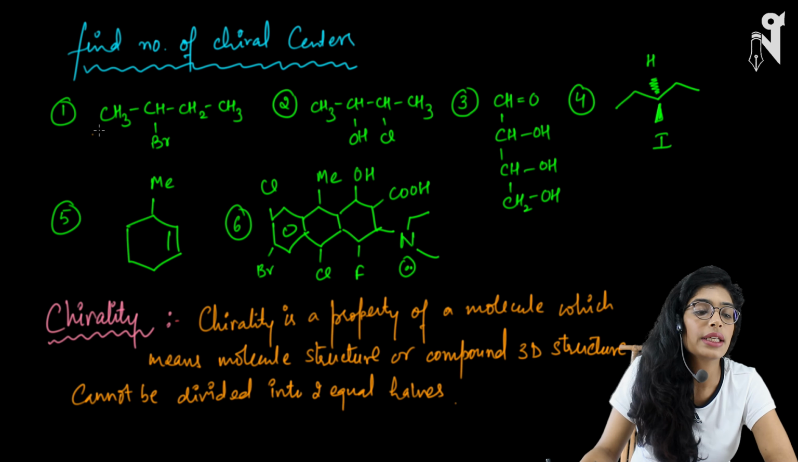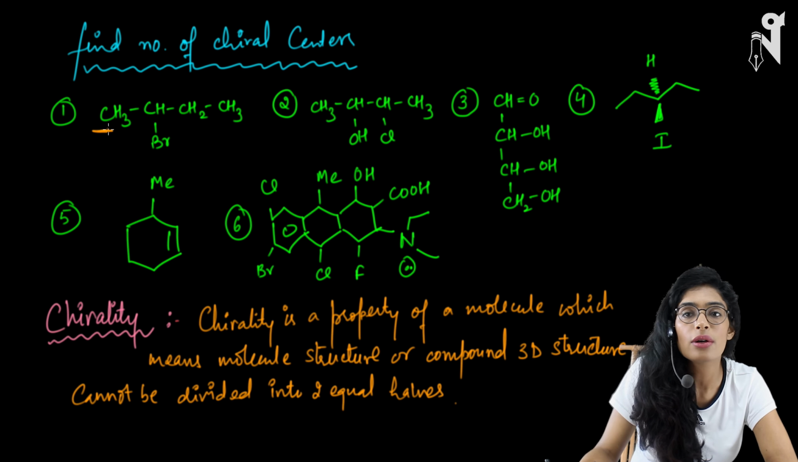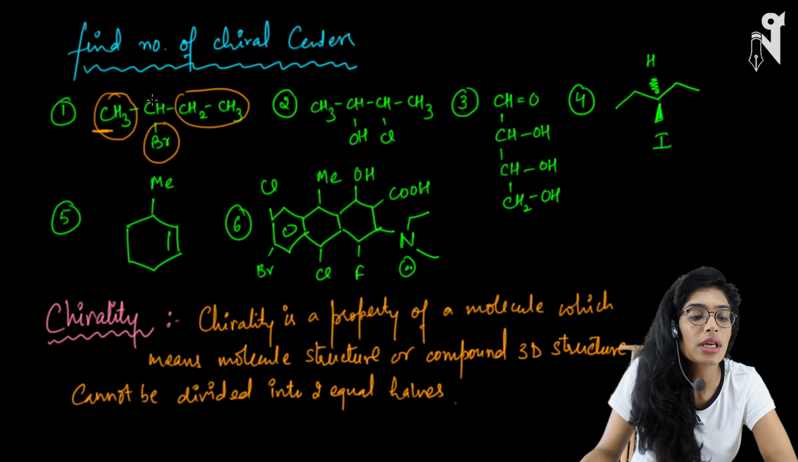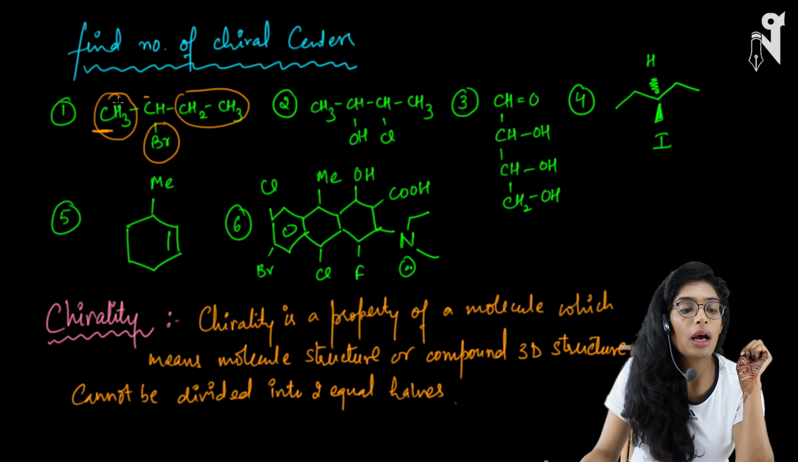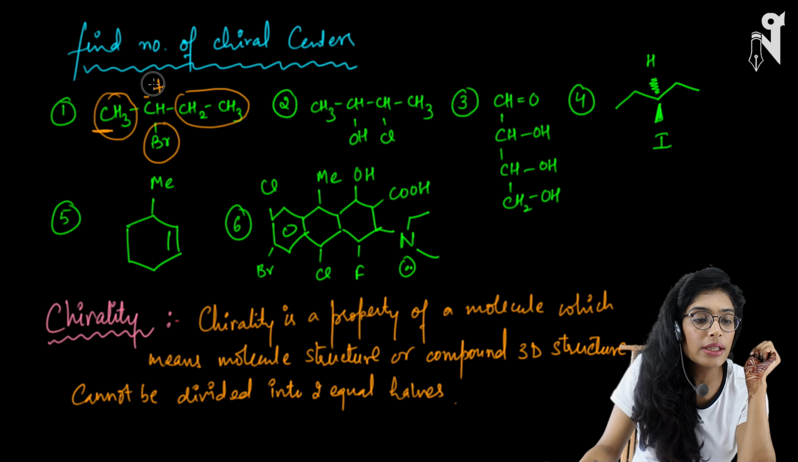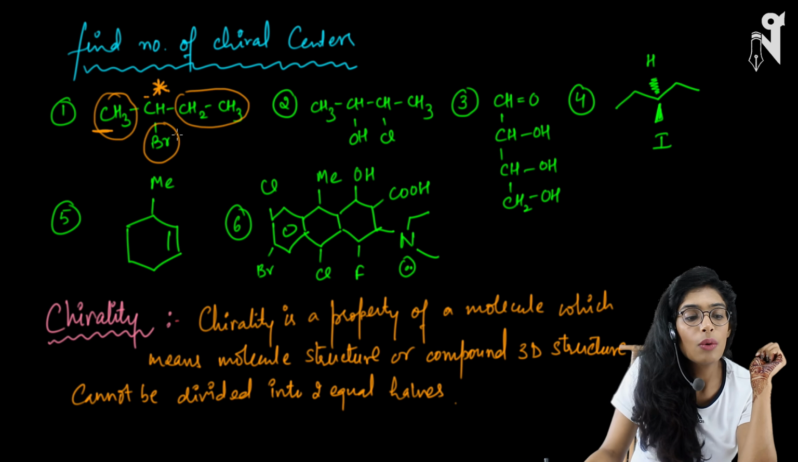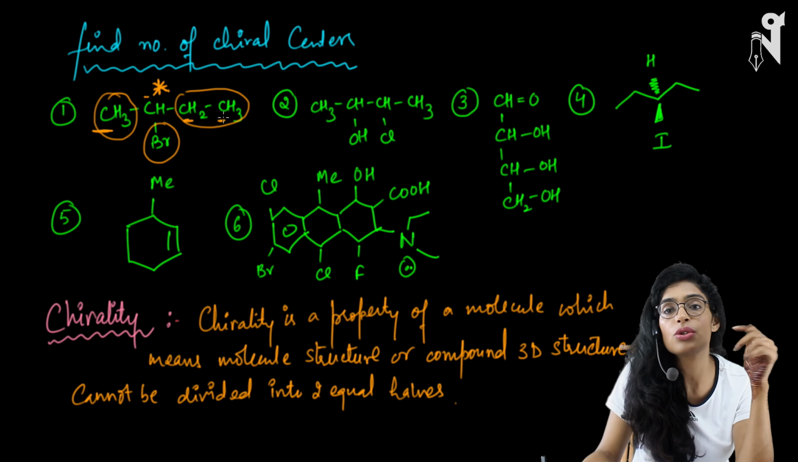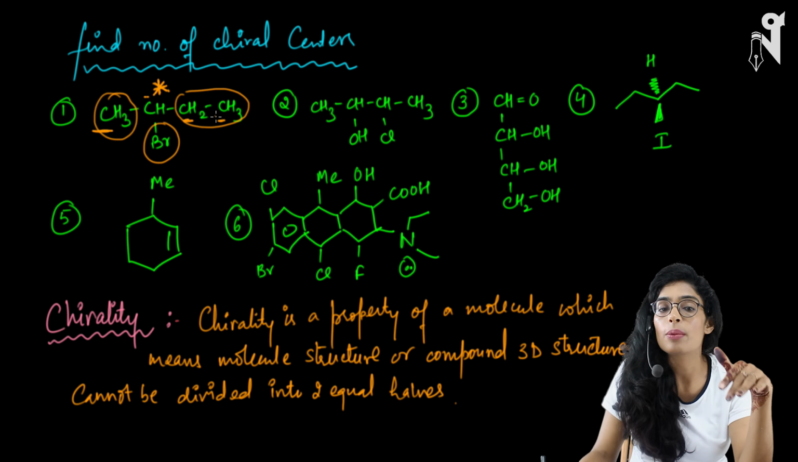Okay, so now quickly look at this carbon. It has 3 hydrogens, cannot be a chiral center. Look at the second carbon. What are all the points of attachment? One is CH3, one is Br, one is CH2CH3, and another is hydrogen. So 4 different groups are present. So this is going to be a chiral center. A chiral center can also be represented by a star. Okay, what about the CH2? No, 2 same hydrogens are there, cannot be a chiral center. What about CH3? Again 3 hydrogens are there, cannot be a chiral center.